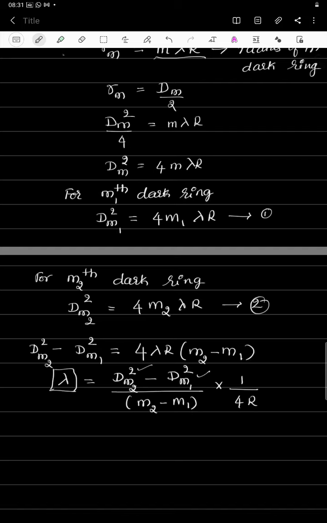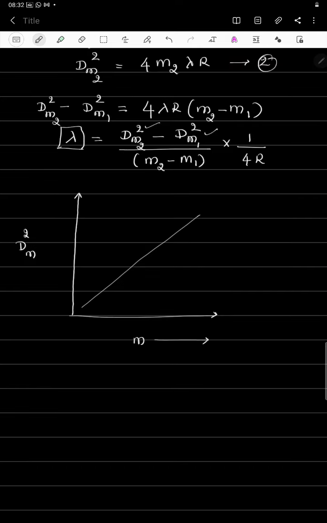Now let us see the nature of the graph you are going to get. It is like this. The dm square, that is the square of the diameter of the dark ring, is taken along the y-axis and the number of the dark ring is taken along the x-axis. If you plot the graph of these two, what you are going to get is a straight line passing through the origin. Here is the straight line you are going to get.